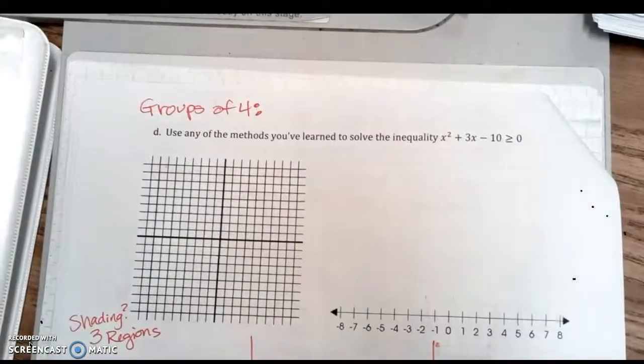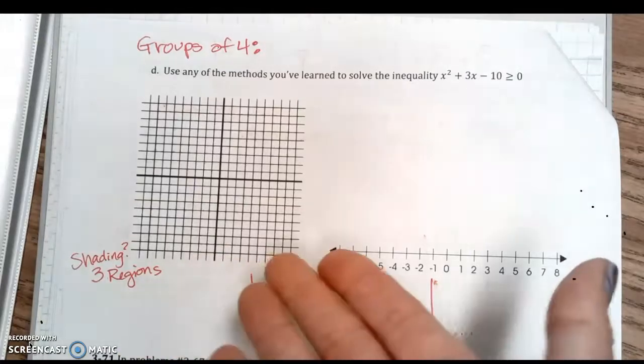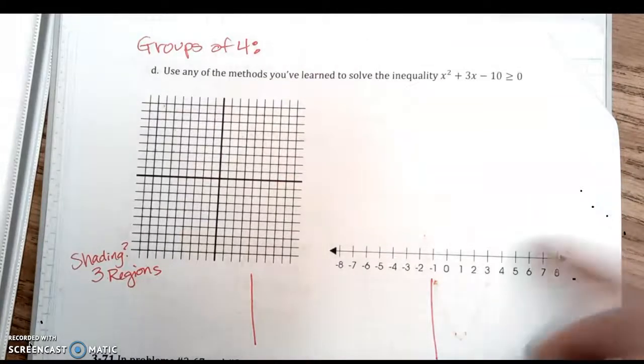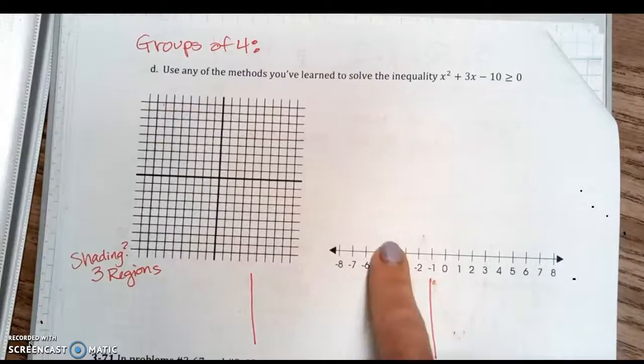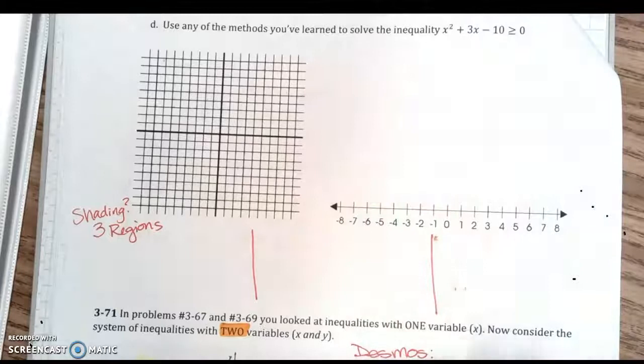Top of page 19 is another one of these questions. So it says to use any of the methods you've learned to solve the inequality x squared plus 3x minus 10 greater than or equal to 0, but then it gives you a coordinate plane. So they're suggesting do it by graphing, right? It's going to give you some intersections. So you're going to graph it on the line graph, check your 3 areas, see where your shading should be. Okay?